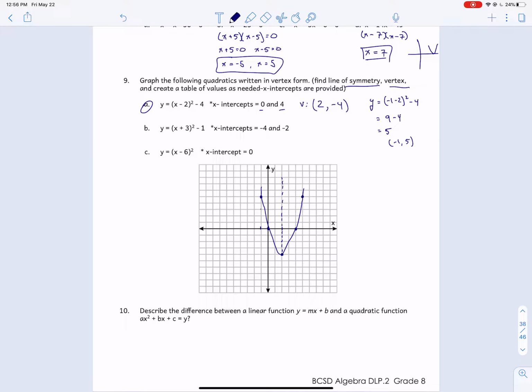Okay, so you can do that with B and C. Maybe use a different color, or if you don't have a different color, that's fine. Just do the best you can.